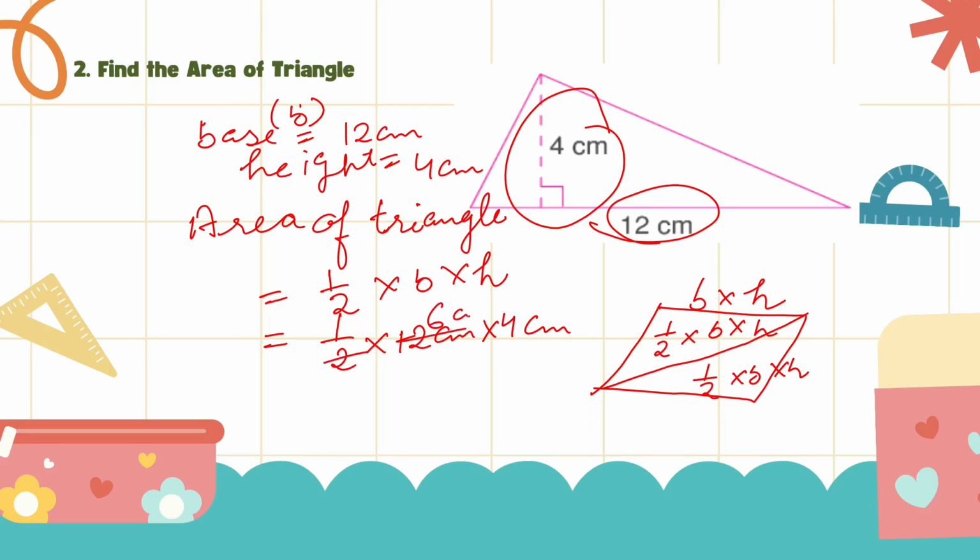So here we can cut this 2 with 12, or we can cut with 4 also, and we know that 6 4s are 24. Now in area, centimeter into centimeter, that is centimeter square. So this is the area of triangle. Similarly, you can find with any number.